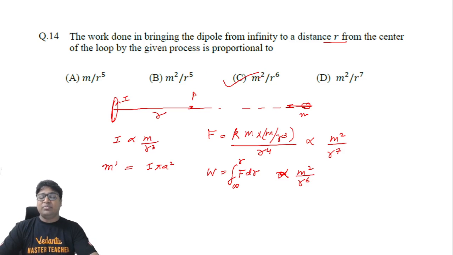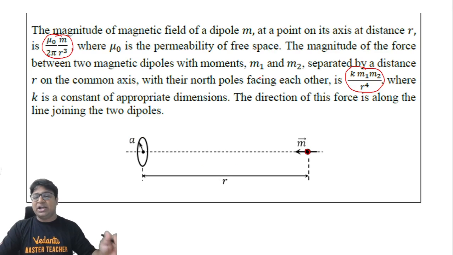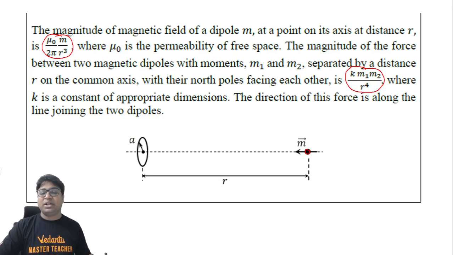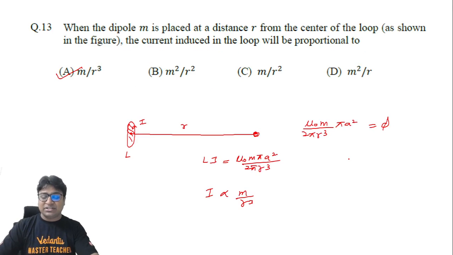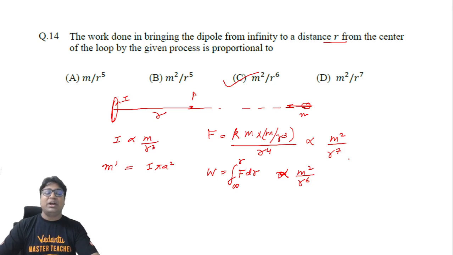The trick here was to understand that in this expression K m1 m2 by r to the power 4, one of the m could be dependent on r itself. This is a point that may be missed by many of the students, and if that is the case, then many of the students may not be able to get the question number 14 correct. Question 13 is easy, but getting the 14th one correct is a bit tricky.